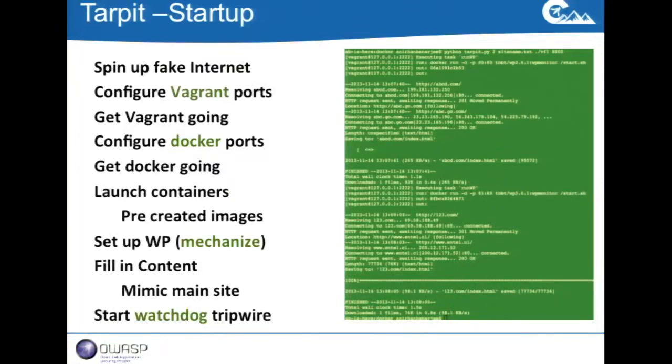Ultimately, the goal is to mimic the main website and have the watchdog process running on the file system, seeing what you are dropping, what you are doing, because the WAF is already observing what you are throwing at the website. So we're observing the traffic, we're observing the file system too.